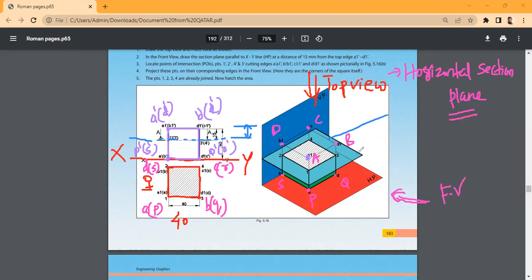15 millimeters. So the distance between the top end and the cutting plane is 15 millimeters. The cutting plane is at a distance of 15 millimeters from the top end.